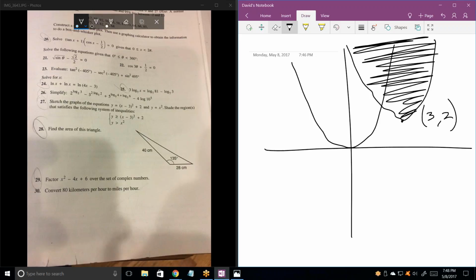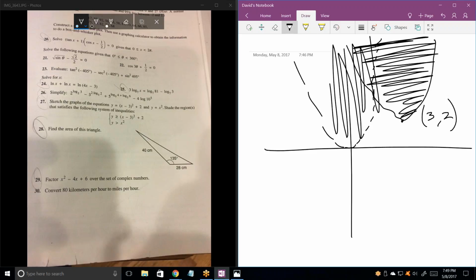Yeah. Now, the second one says y is greater than x squared. Well, immediately that means it's a dotted line. So let's make it a dotted line. Where's that shade? Above or below? Above, too. Exactly. And this time I'm going to shade it with vertical stripes. And then the area that is in common is this area right here.